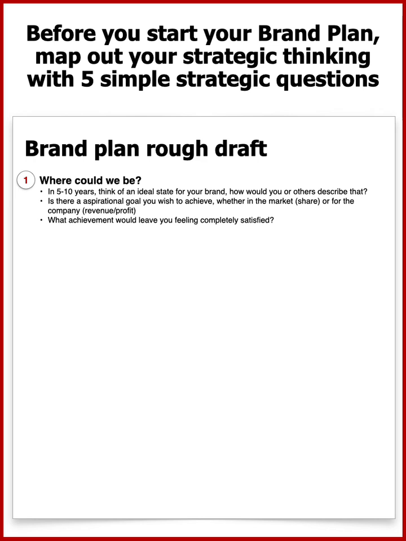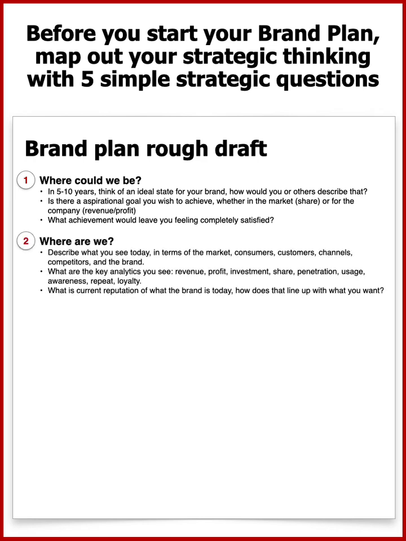I might start with a brainstorm with my team to go through the 5 questions I'm going to show you here. The first question: where could we be? What is that ideal state 5 to 10 years from now? It's got an aspiration to it or a big achievement that would leave us feeling completely satisfied. Now, using our deep dive review, where are we now? Describe what you see today, using the key analytics from the deep dive review, that hopefully also sheds light on our current reputation.